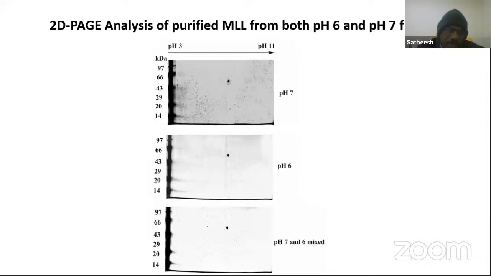If there is a change in the structure, size or charge, you will have two protein dots on the 2D PAGE. We could not see any separate protein dot on any of the gels, which means the protein dots were present in the same place on all the gels. So it was concluded that in both the pH 7 and pH 6 fractions, we are getting the same protein. Somehow, when we did the IMAC, the protein was eluted in two different fractions, pH 6 and pH 7, but both are the same protein.